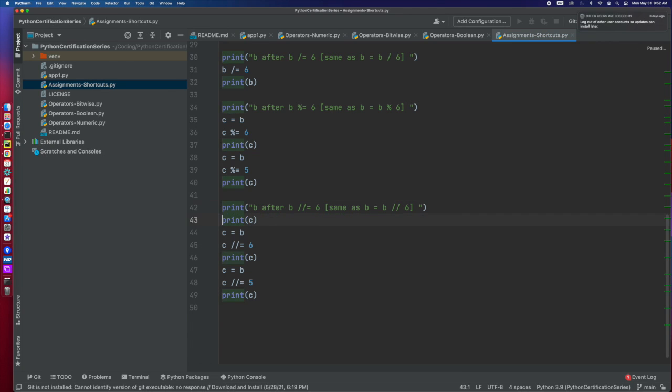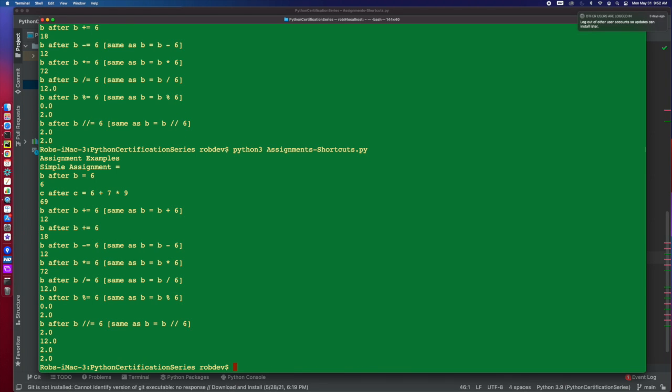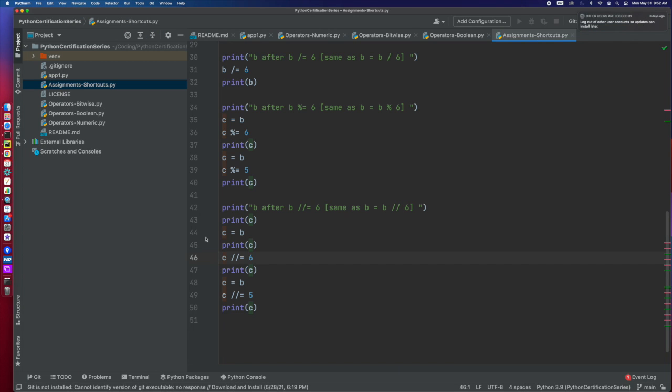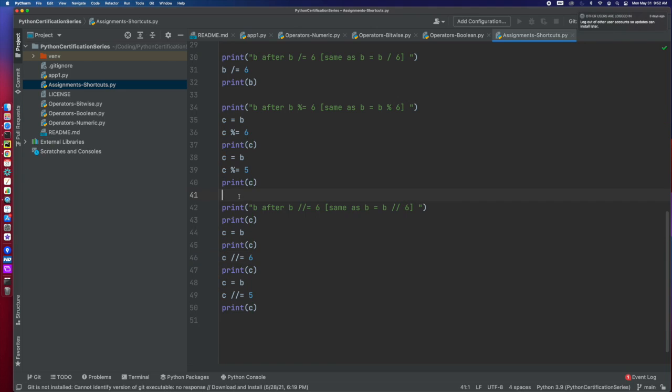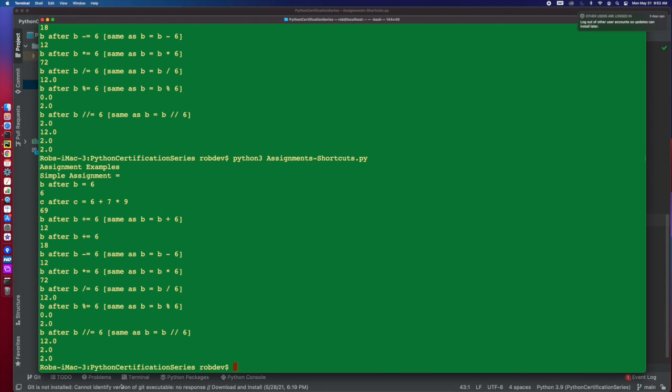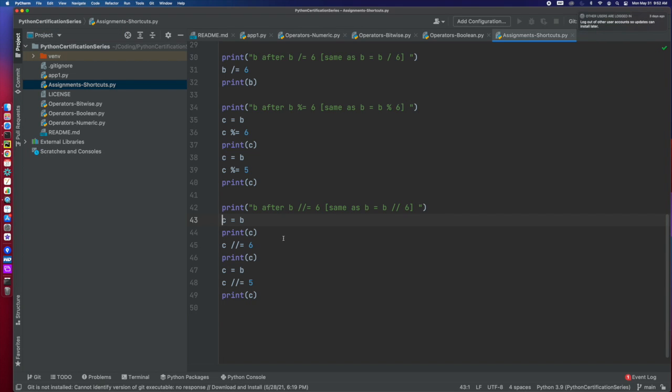So we start here. Print B after, oh, I didn't want to press it. That's why I don't want to print C twice. My mistake. Okay, let's go back to this. So it's 12. 12 divided by 6 is 2.